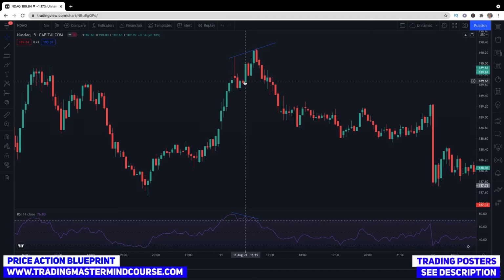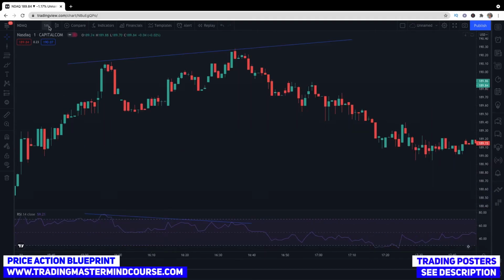So let's do that. Now we are on our 1-minute chart, and as you can see, this is where I've marked off our divergence on the 5-minute. So what happened was, this is where we would have spotted our divergence. As price started to move away from this high on the 5-minute, somewhere around here is where we would have now switched over to our 1-minute chart.